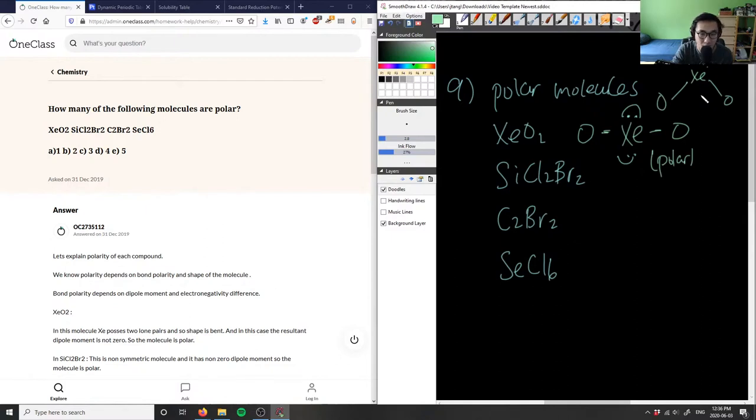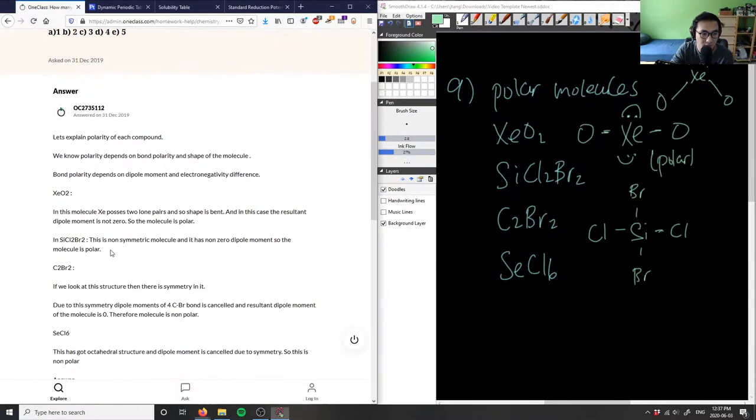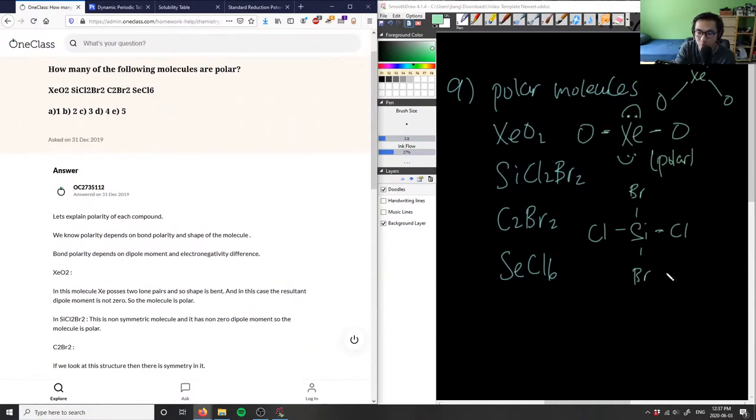I have SiCl2Br2. I have silicon in the middle for this one, and then I have Cl, and Br and Br here. Silicon is bonded to 4 things, which is great. I have chlorine bonded to the silicon, and bromine bonded to the silicon. This molecule is actually non-symmetrical. On first glance, you would think the chlorine dipoles cancel out and the bromines cancel out as well. Technically, yes, but because it's not symmetrical, we actually have a dipole moment between these two, since bromine and chlorine also have an electronegativity difference, although it's small. So this is also a polar molecule.